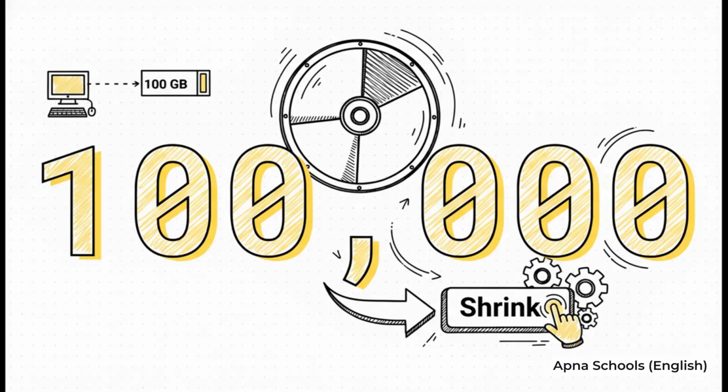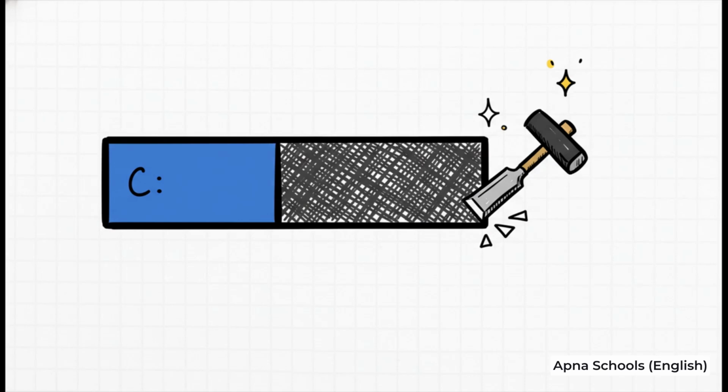So, for example, if you want a pretty decent 100 gigabyte drive, you'll need to type in 100,000. Once you've got that number punched in, just go ahead and click Shrink. And boom! After a second, you'll see this new black bar pop up. It's labeled Unallocated. That's it. That's the empty space we just carved out. Now, it's not a real drive yet. Think of it like a vacant lot. It's the raw material we're about to build on.